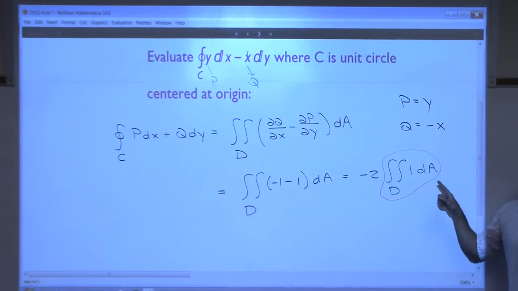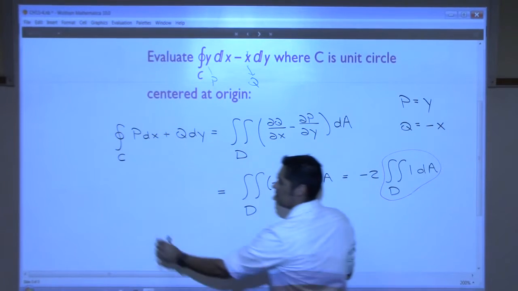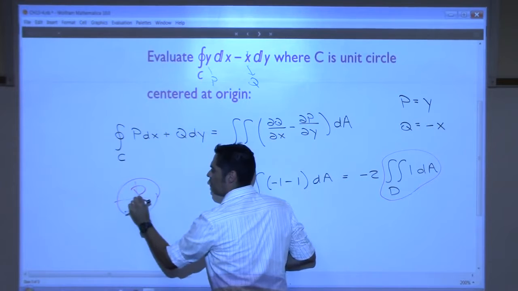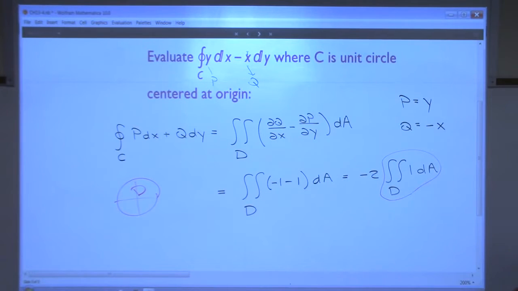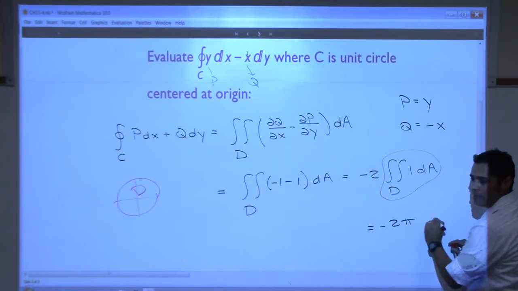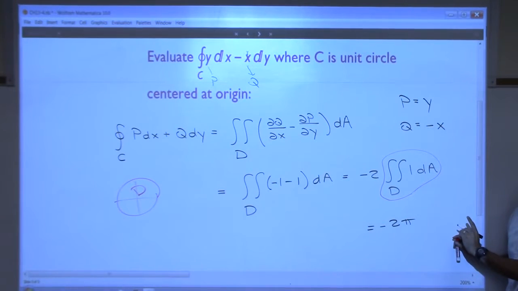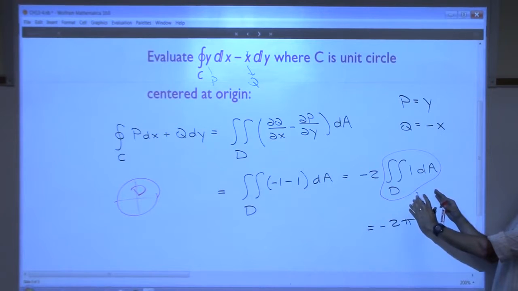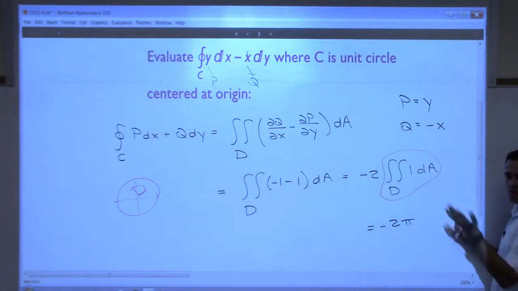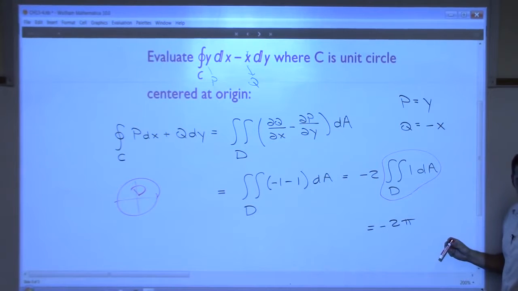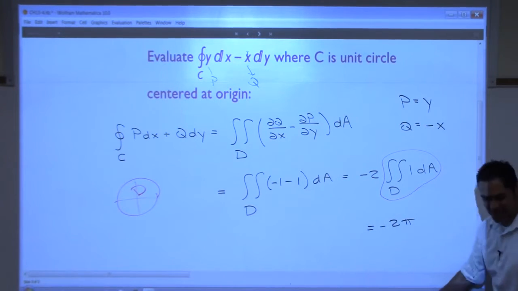That's the area, right? Remember, there's a very special property. The double integral of 1 is the area of D. What was D? The unit circle. What's the area of the unit circle? Pi r squared? What's the radius of the unit circle? So the area is pi. The answer is negative 2 pi. Do you see how easy that was? We didn't even have to do this integral because we know it represents the area of D, and if D is the unit circle, we're done. Isn't that awesome? No? Am I the only one who thinks that's awesome?